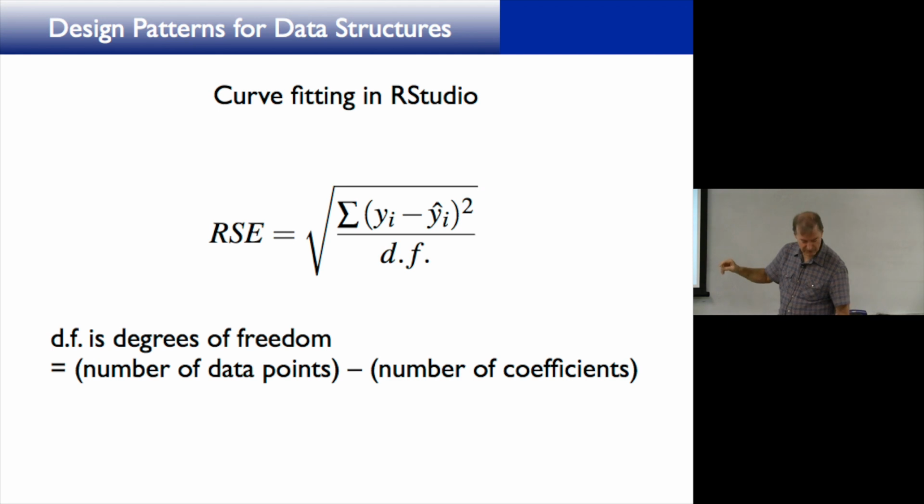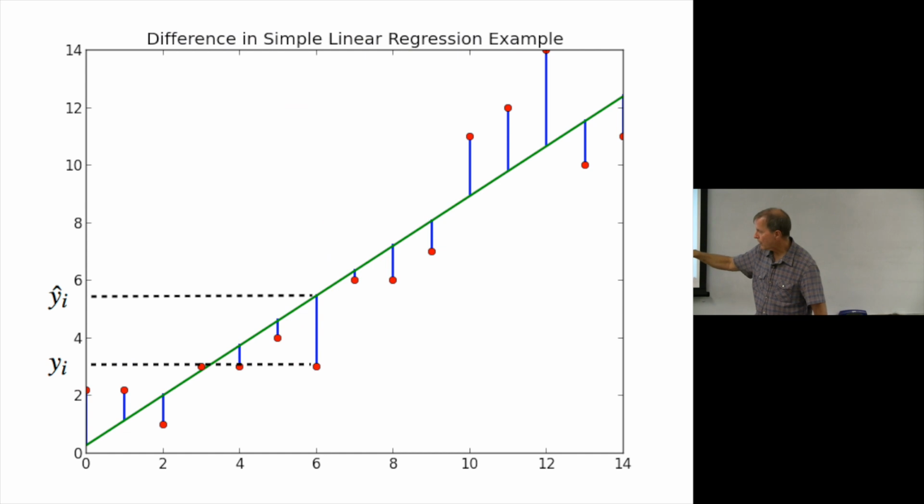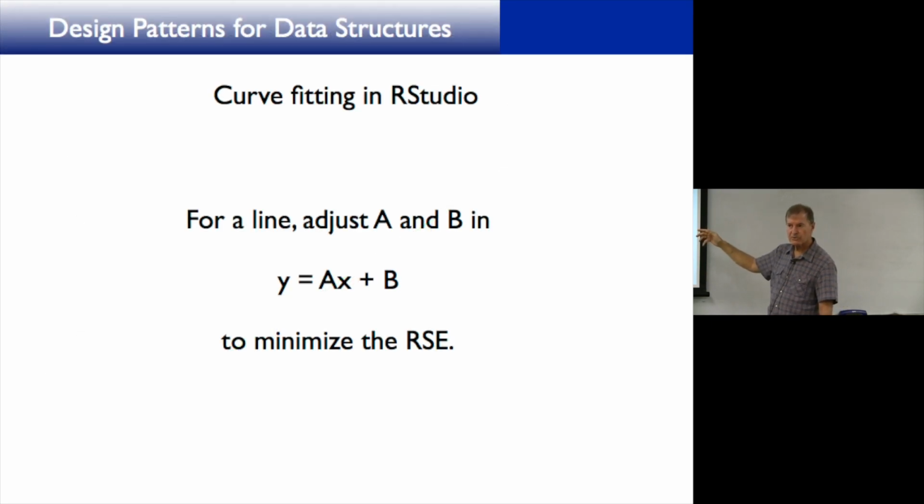Before I answer that question, let's take care of the degrees of freedom in the denominator. This d.f. is degrees of freedom. That's the number of data points minus the number of coefficients. In this example, let's count the data points: 1, 2, 3, 4, 5, 6, 7, 8, 9, 10, 11, 12, 13, 14, 15. There are 15 data points. And how many coefficients do we have? a and b, there's 2. So 15 minus 2 is 13. The degrees of freedom is now 13.